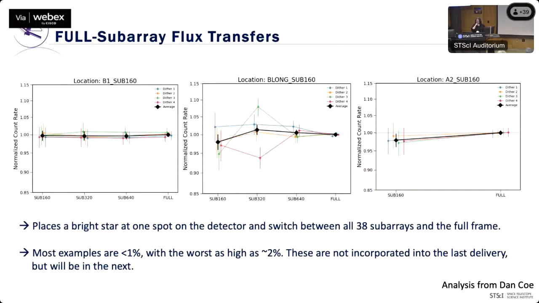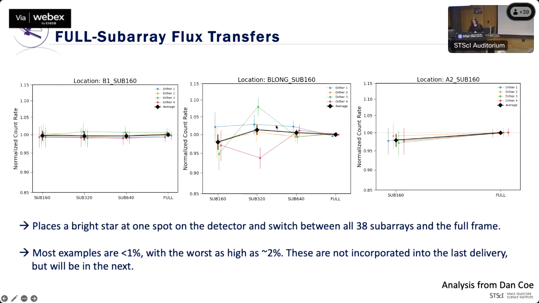I wanted to point out that all of these observations were taken on subarrays. So we had to look at the differences in flux measurements between the subarrays and the full frame. And that's what we're showing here. This is just a sample of them. What we did here was we took a star, put it in the same spot on the detector, and observed it in the subarray and the full frame and compared the fluxes. And most of them look like this guy over here, where it's just flat as a pancake. They look fantastic, way less than 1%.